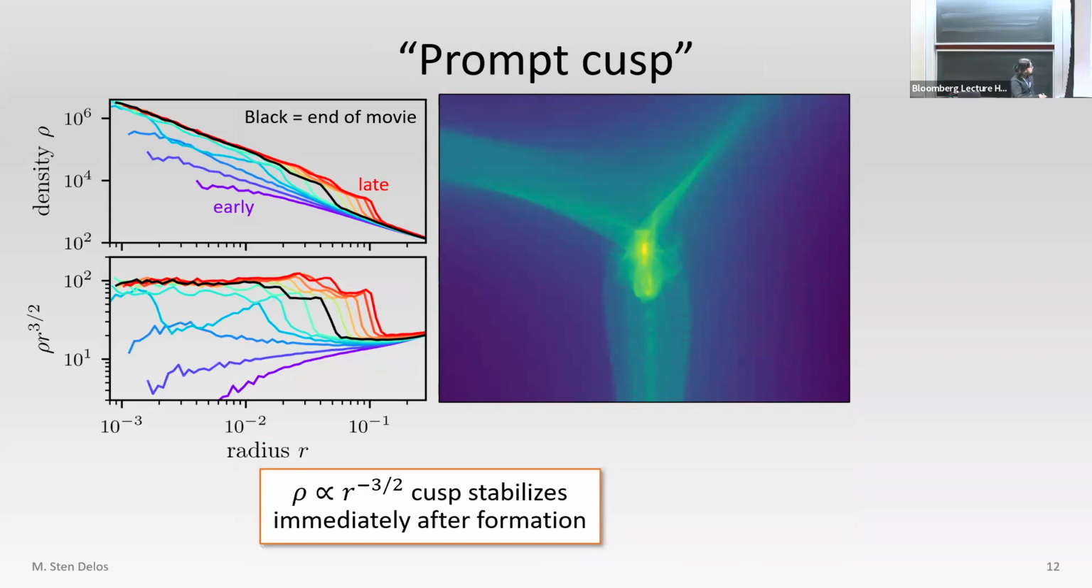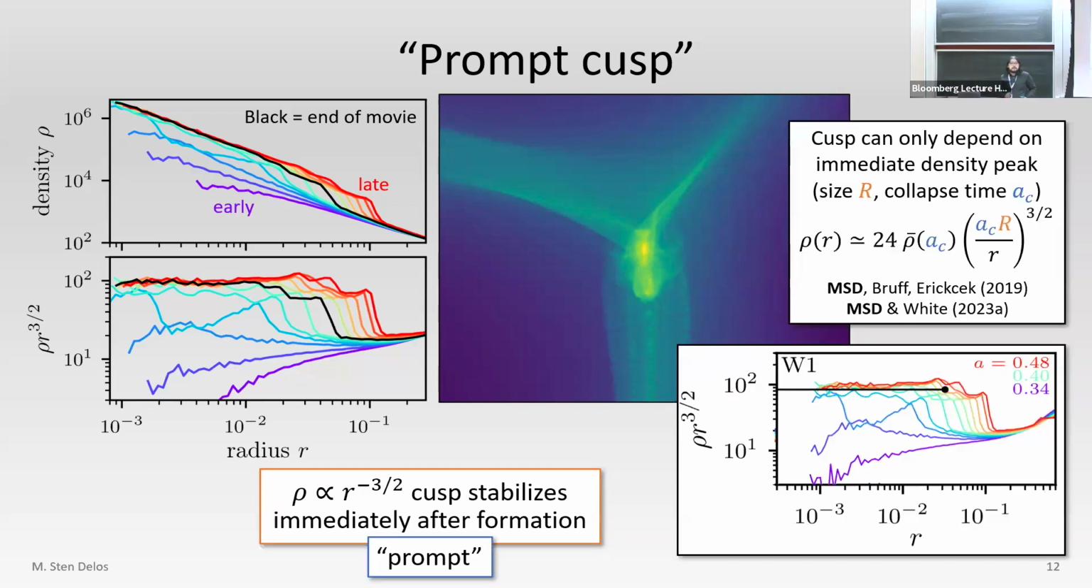The key thing here is that this is a straight line, so it's a pure power law. And actually, if you plot density times radius to the 3/2 power, you find that it's a horizontal line. So this is a r^(-3/2) density cusp. Now, the most interesting thing about this is that it stabilizes. If you look at these early times, the coefficient of this power law is set basically immediately after collapse. And so this is a prompt cusp.